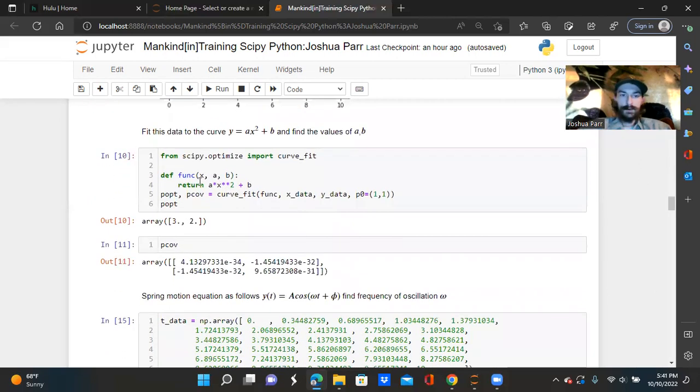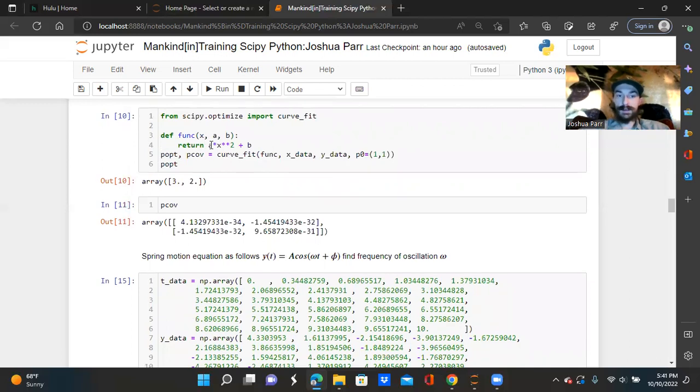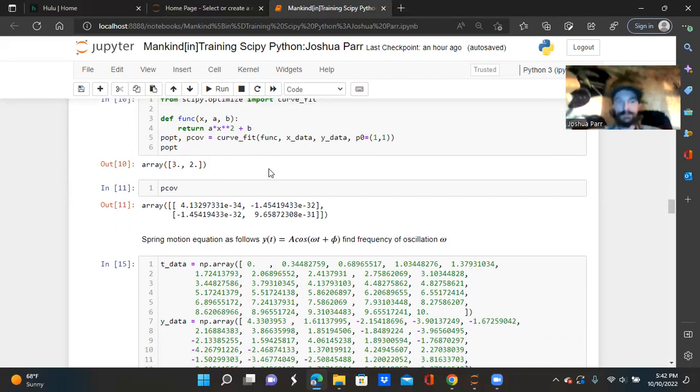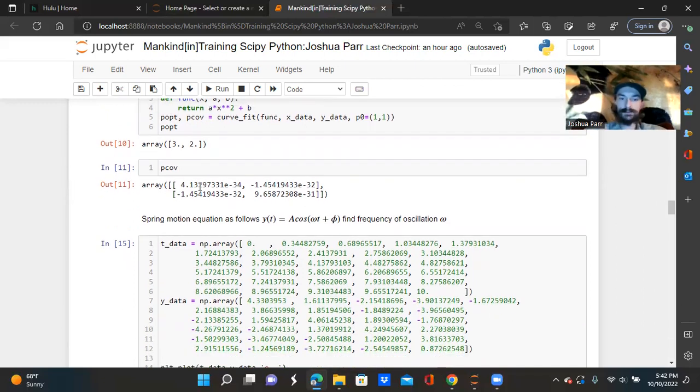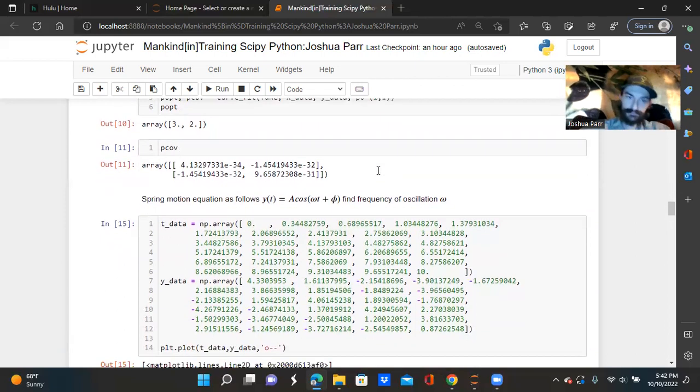All right, we're going to use scipy.optimize and import the curve_fit function. And we're going to create a function of x, a, and b and return a times x squared plus b. And we're going to create popt and pcov equals the curve_fit function of the x data and the y data, p0 being equal to 1 and 1. And when I typed in popt, I got the answer. And if you want to get the covariance, you type in pcov, it will give you that as well.